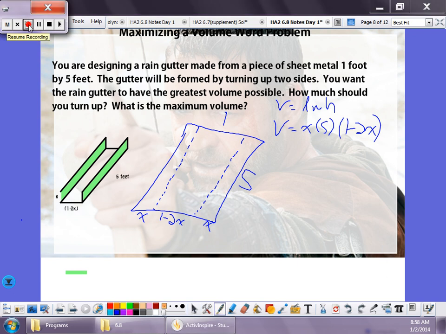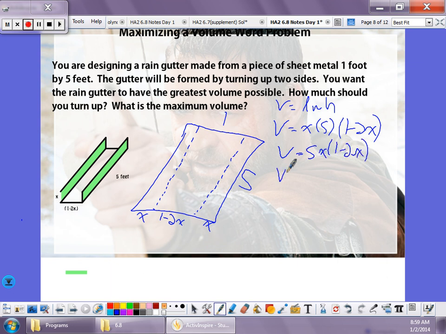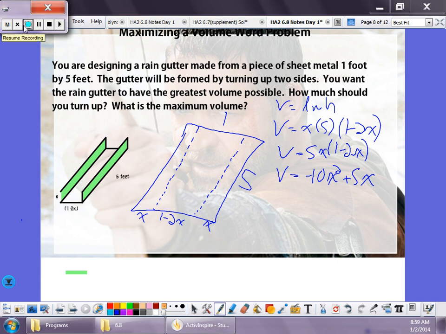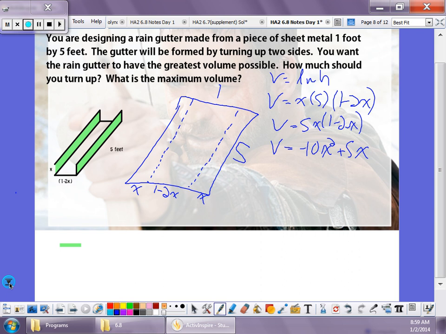Okay, so you multiply this out, and you get V equals 5x times 1 minus 2x. So you'd get negative 10x squared plus 5x. What kind of function is that? So this is a quadratic. Quadratics make parabolas. Is this parabola going to open up or down? Down, because it has a negative leading coefficient. So it's going to look like this.